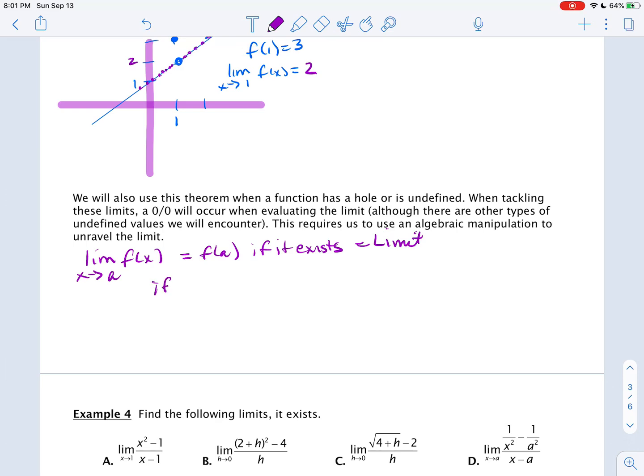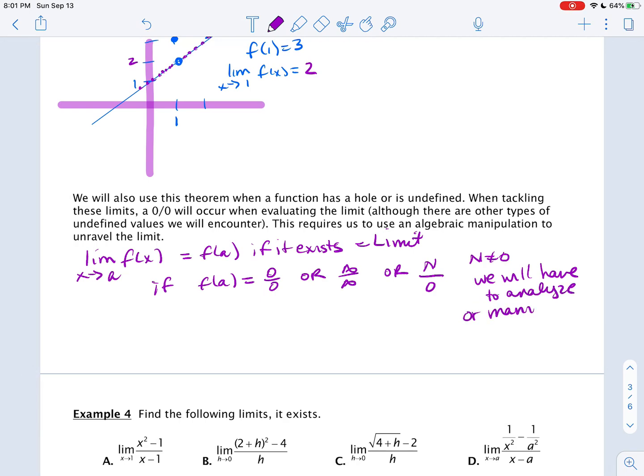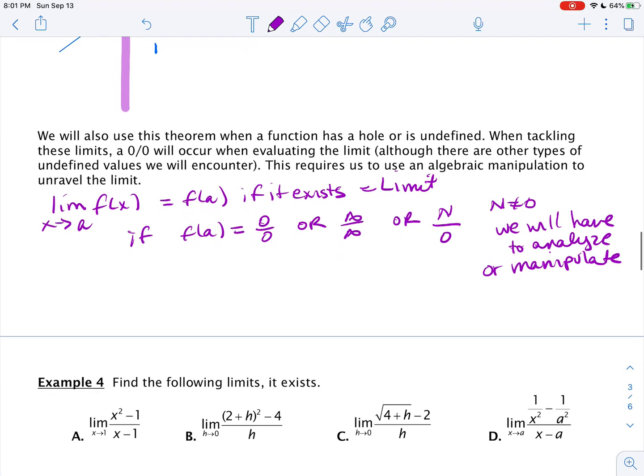But if f of a equals 0 over 0, or infinity over infinity, as we'll see later on, or a number over 0, we'll have to analyze or manipulate. Okay? All right, so find the following limits if they exist.